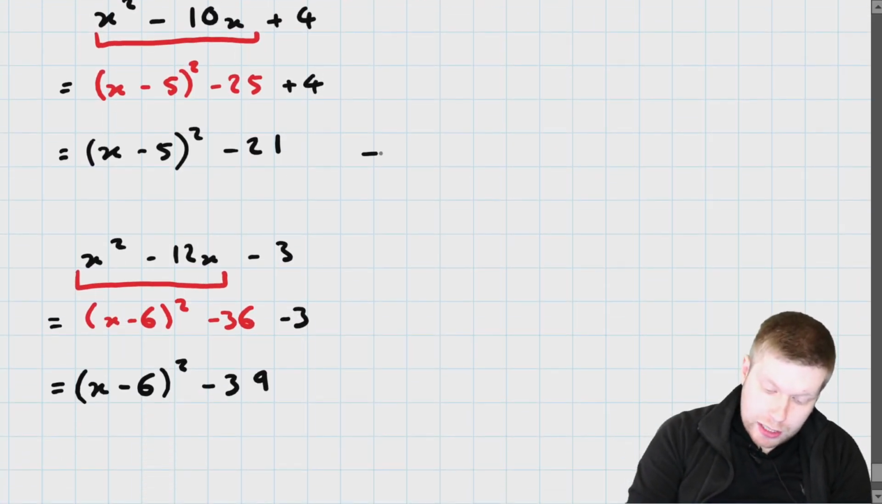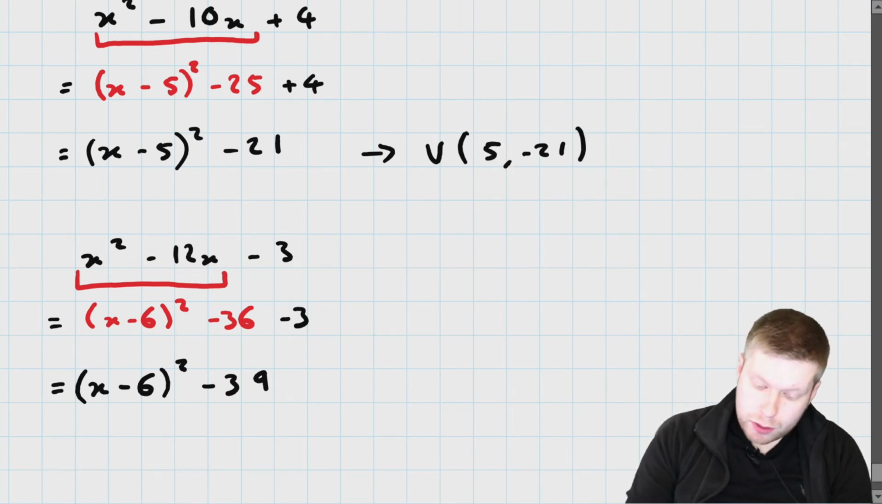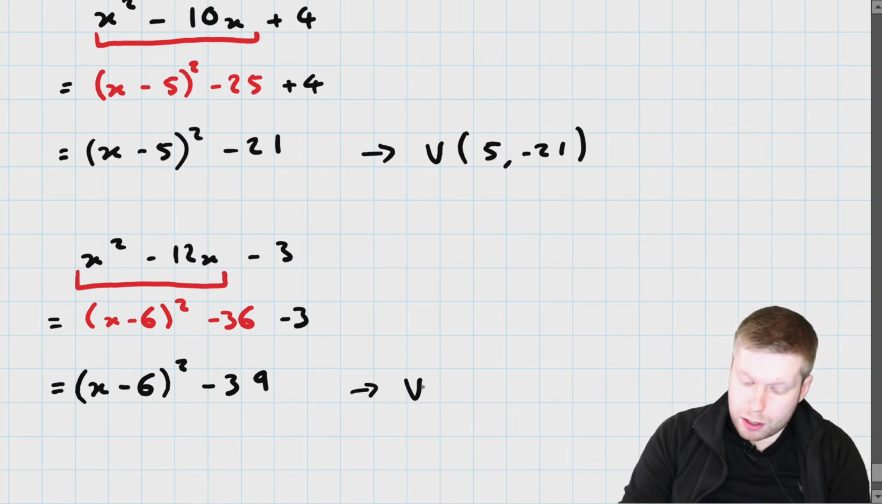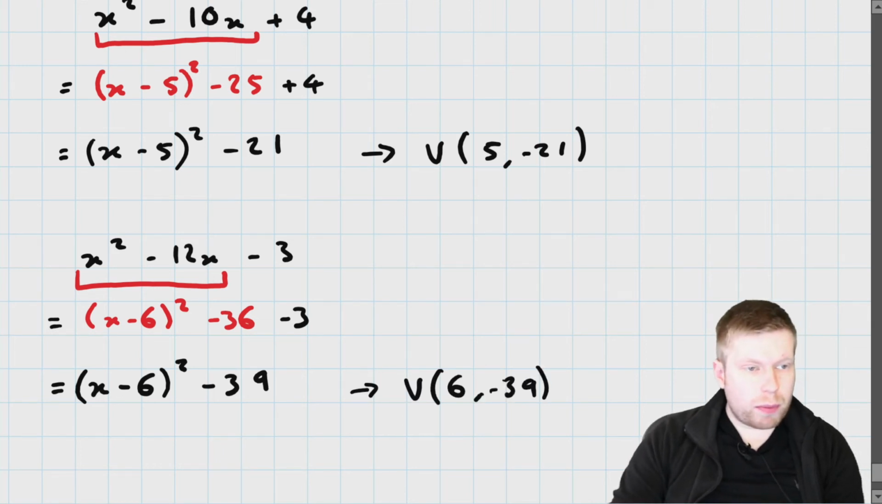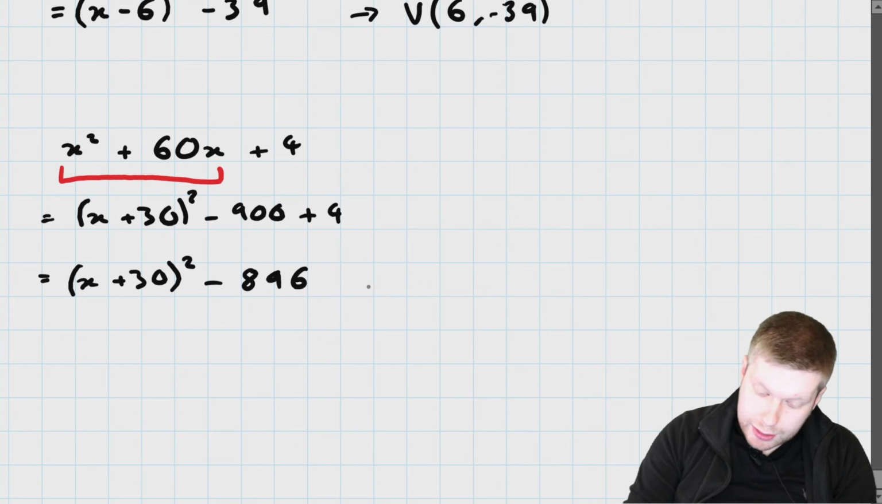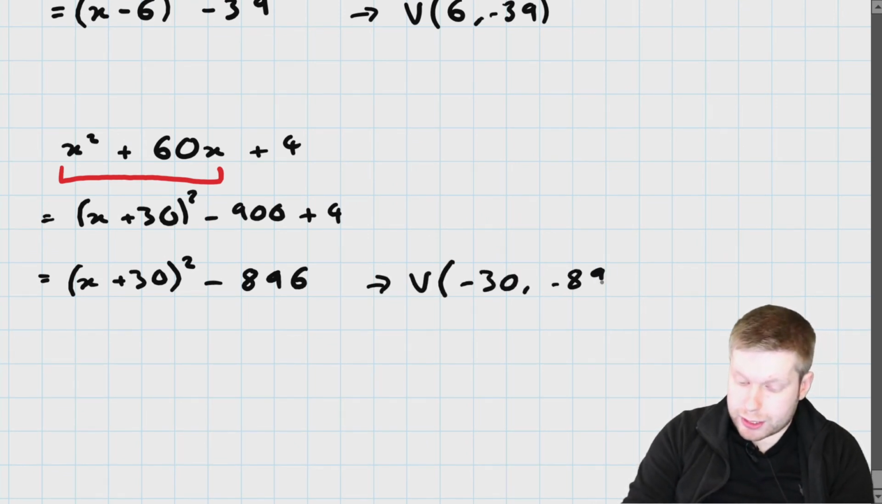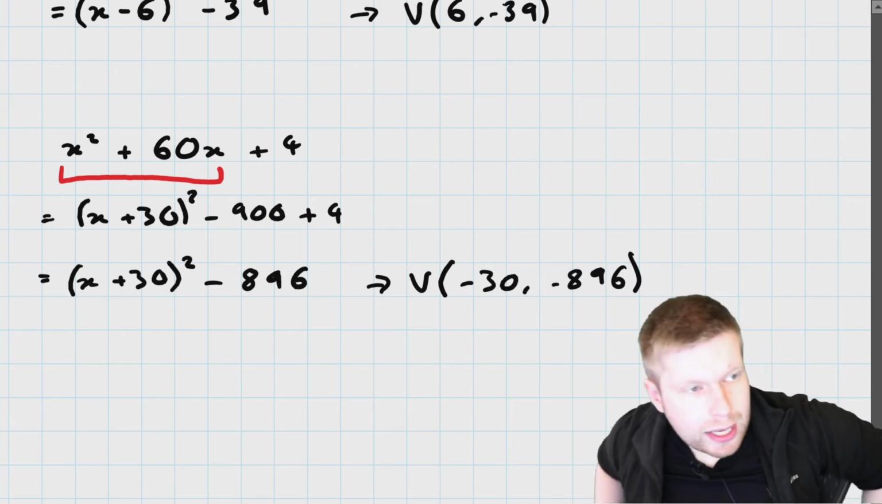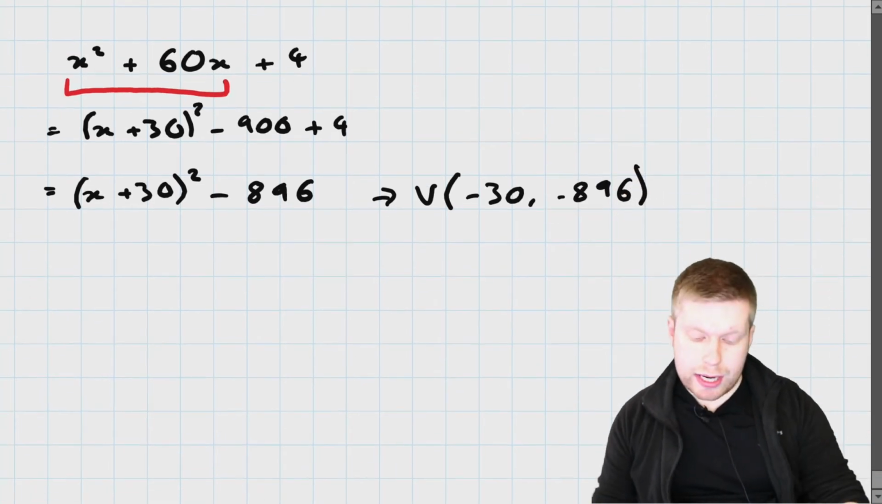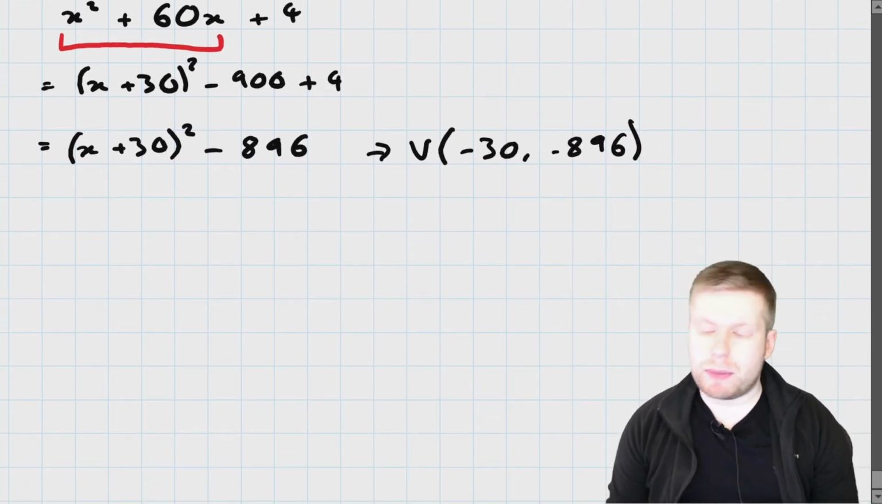What's the vertex of this parabola here? Well, the vertex is going to be 5, negative 21. What's the vertex of this parabola going to be? Well, the vertex is going to be 6, negative 39. What's the vertex of the parabola we just looked at going to be? Well, the vertex is going to be negative 30, negative 896. So now I can put something in completed square format. It's really easy to read off where that vertex is going to be.